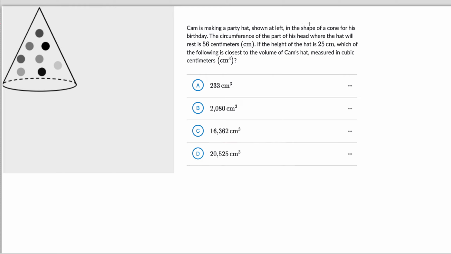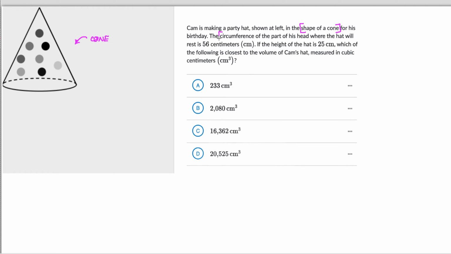So this is just basically telling you, first of all, it's in the shape of a cone. So this is a cone here. Okay, so what you should immediately know is that we have a formula for volume of a cone. Okay, so we'll deal with that in a second. But let's read on. So it's a cone. I have a formula for volume of a cone.